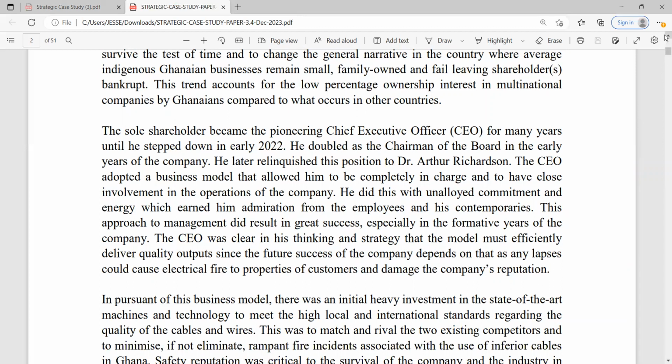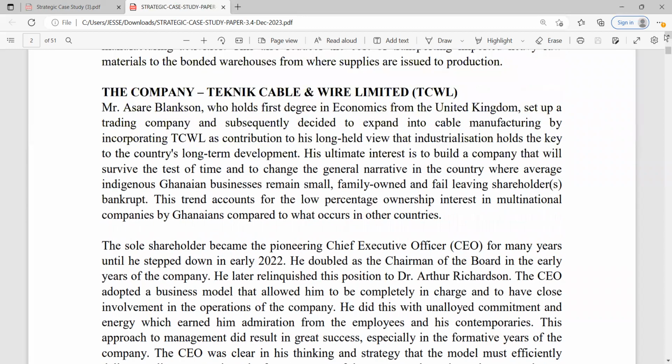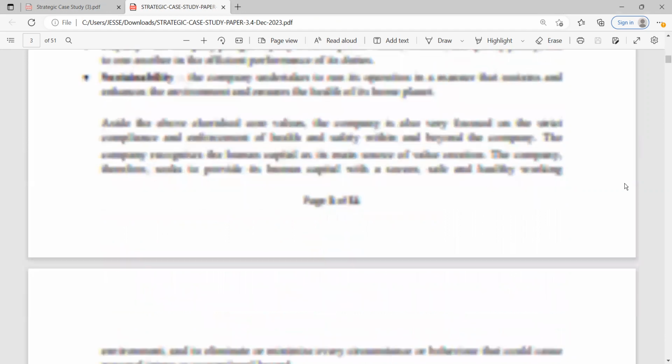Very, very important. So there are a couple of things here to note. We have talked about Mr. Asari Blankson. We have talked about his international exposure, his vision. We've talked about the CEO. He stepped down as CEO, and then he gave the position to another person. We've talked about all of that.